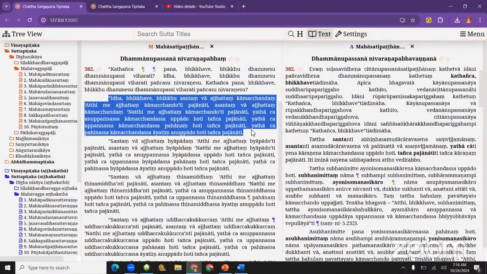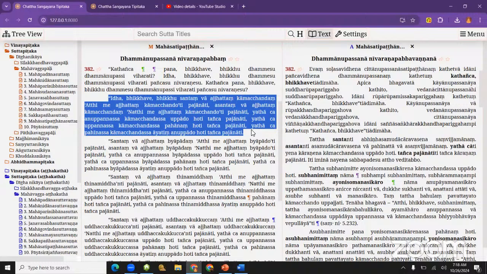He understands how there arises sensual desire that has not yet arisen in him. And then the fourth one, yathacha uppannassa kāmachandassa pahanam hoti tancha pajanati. He understands in whatever way there comes to eradicate sensual desire that has already arisen in him.